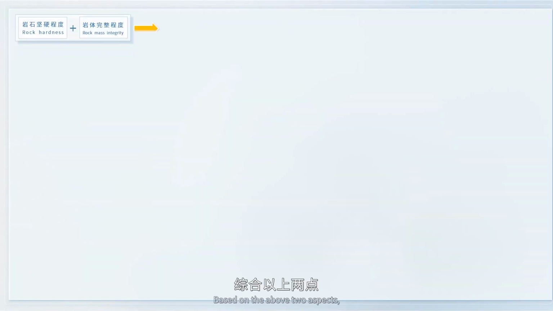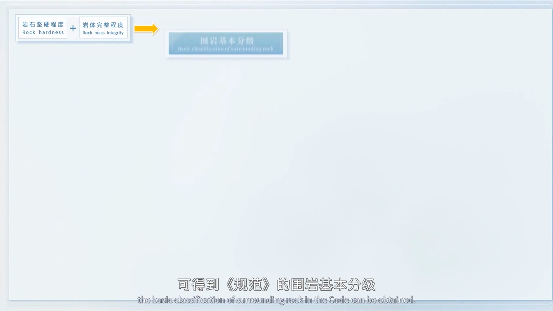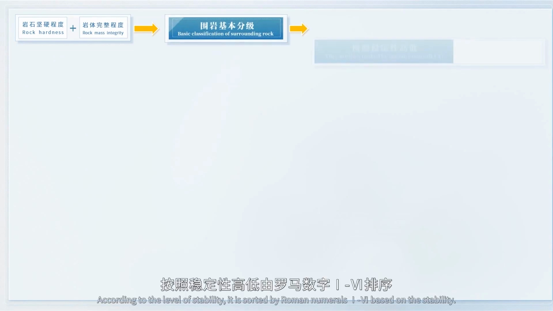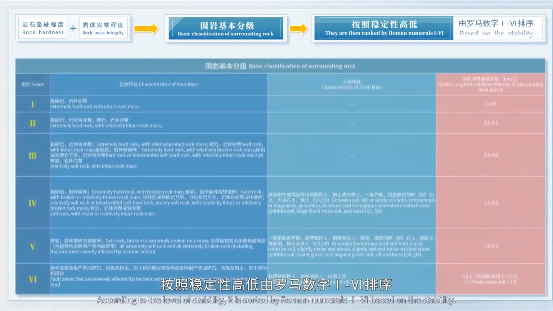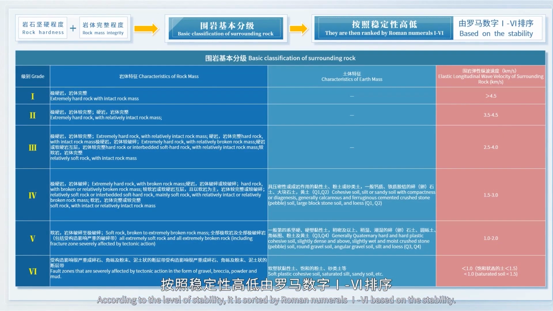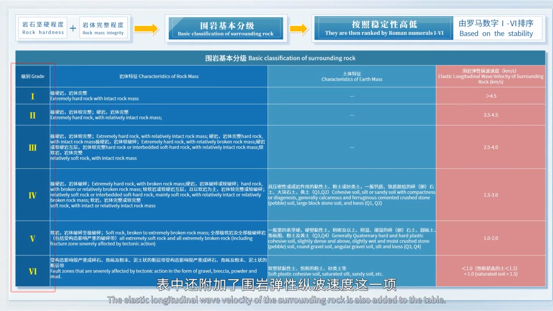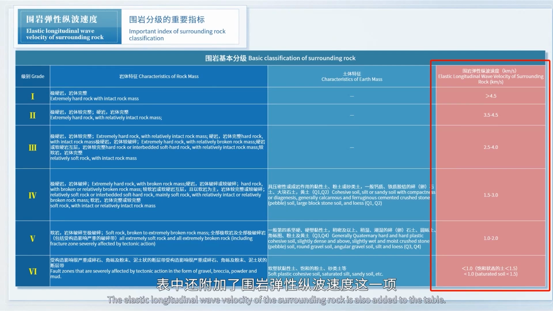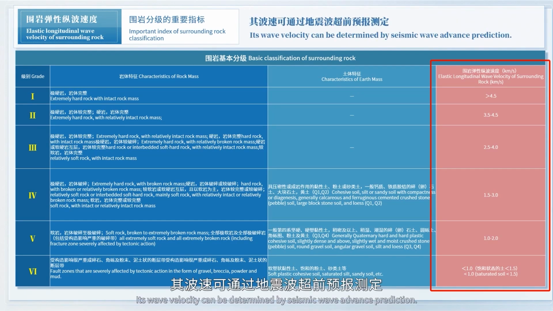Based on the above two aspects, the basic classification of surrounding rock in the code can be obtained. According to the level of stability, it is sorted by Roman numerals I-VI based on the stability. The elastic longitudinal wave velocity of the surrounding rock is also added to the table. It is also an important index for the classification of surrounding rock. Its wave velocity can be determined by seismic wave advance prediction.